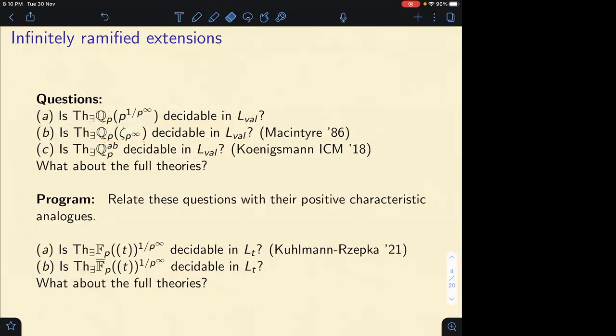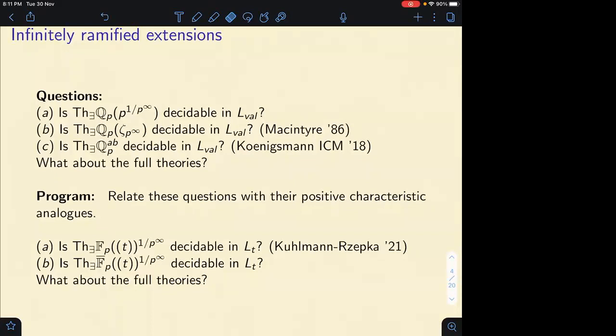So here you have, some of these fields we saw before: Q_p with p-power roots of p, Q_p with p-power roots of unity, and Q_p^ab. And we would like to know if these fields are perhaps existentially decidable, or more ambitiously, if they are decidable. We would also like to know the definable subsets and so on, but this is already going too far maybe. The second example was mentioned by Macintyre in his survey 30 years ago. And the third one was mentioned more recently by Jochen Koenigsmann at the ICM, where he also gave a conjectural axiomatization of the theory. It's not known to be complete.